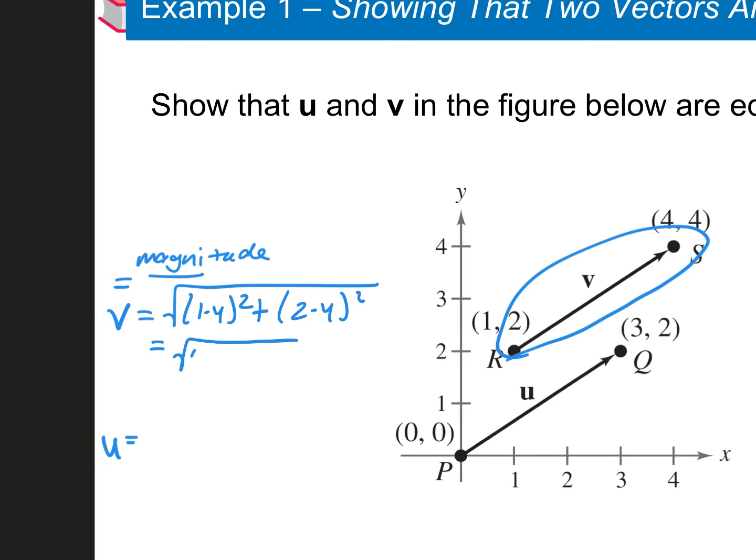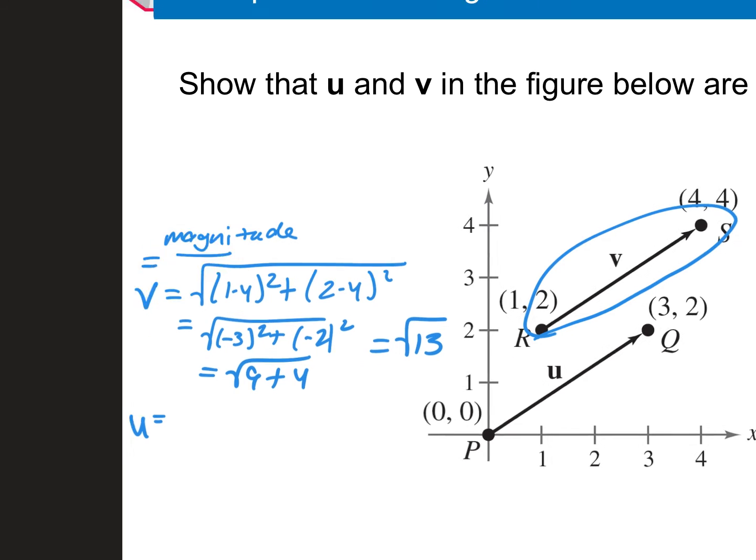1 minus 4 would be negative 3 squared plus negative 2 squared, equals the square root of 9 plus 4. So vector V's magnitude is the square root of 13. Agreed? All right, let's do U.